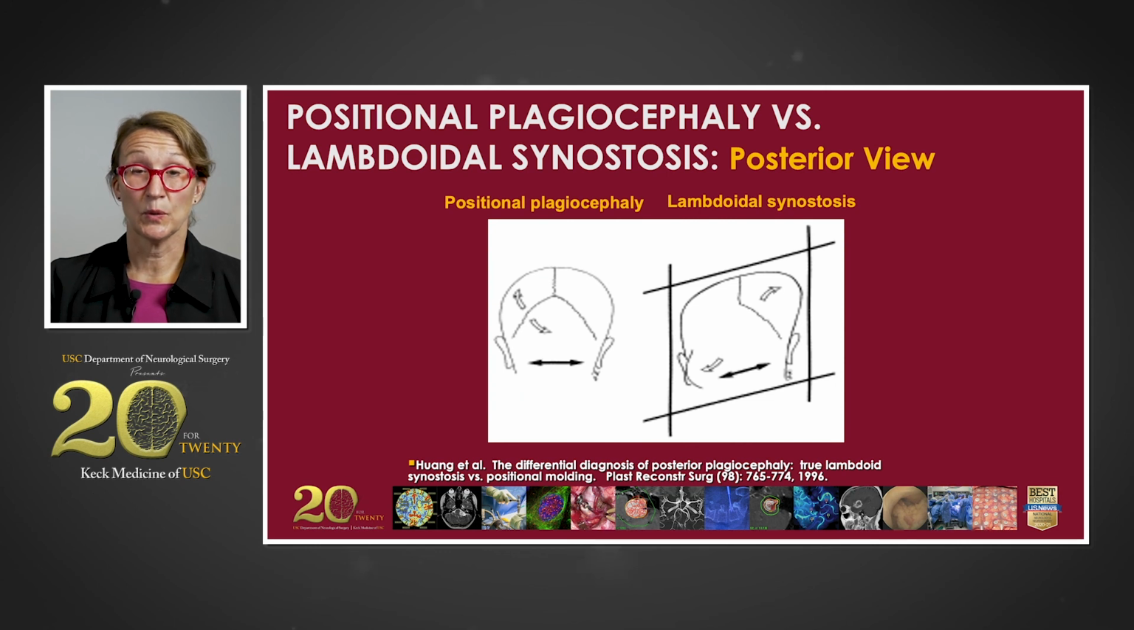A posterior view of the head is often very helpful in differentiating between positional plagiocephaly and lambdoidal synostosis. In positional plagiocephaly, the ears are level. In lambdoidal synostosis, the involved ear is deviated inferiorly, and there's often a very large protuberance of the mastoid and the skull base on the affected side, as well as a strong contralateral bulge in the parietal region. And you can see that the head shape looks very different when viewed from behind in lambdoidal synostosis versus positional plagiocephaly.